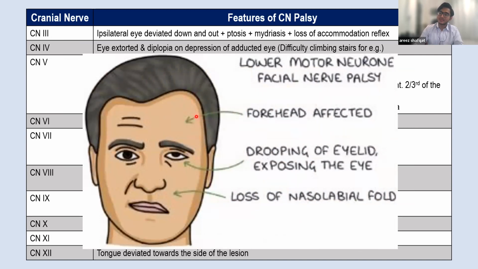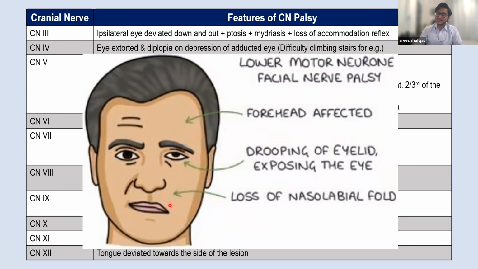You see, these are some important terminology you guys should be aware of. Loss of wrinkling of the forehead, drooping of the eyelid, loss of nasolabial fold, all right? These three buzzwords you should keep in your mind. Wrinkling of the forehead, drooping of the eyelid, and loss of nasolabial fold. If they describe a guy with all of these three findings, that means it's a peripheral lesion in the facial nerve, a lower motor neuron lesion.